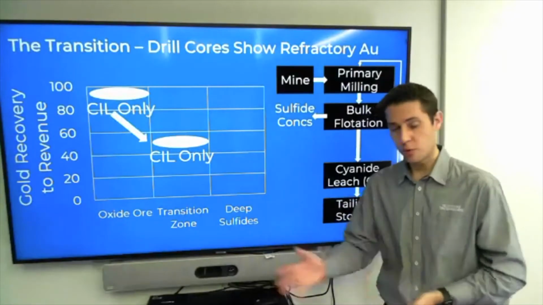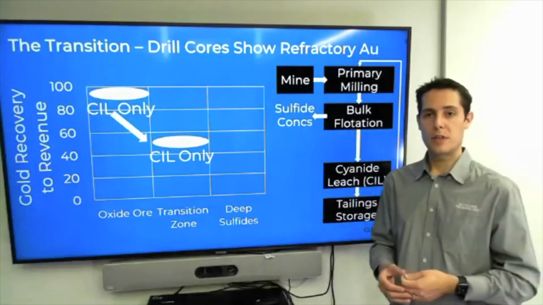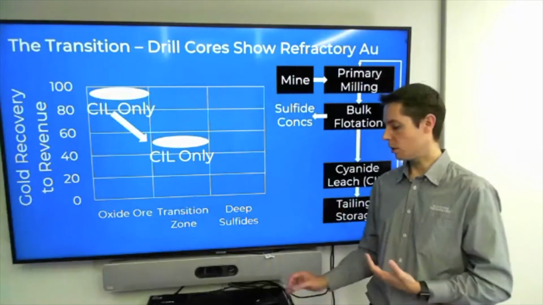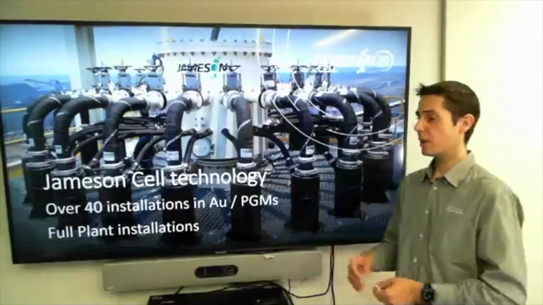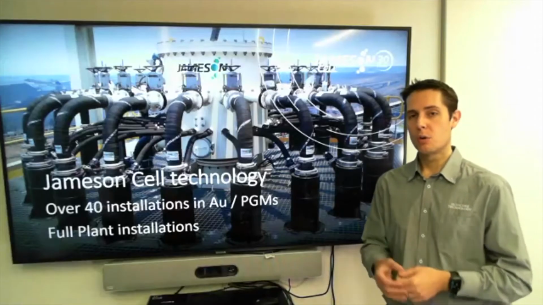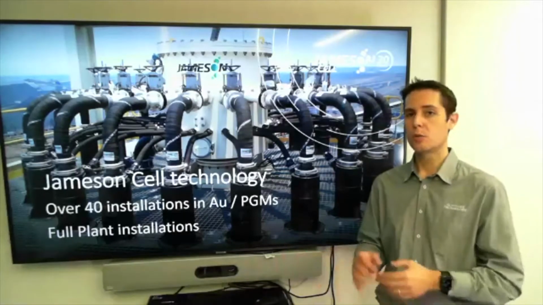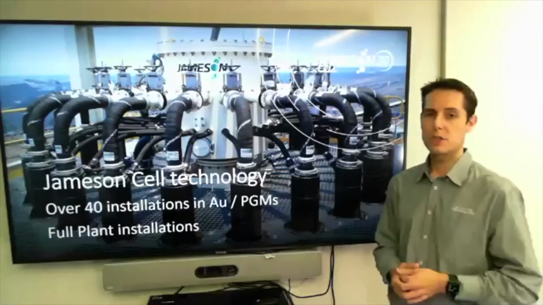What do we do in sulfides in the minerals industry? We look at floating them and therefore making a sulfide con. But before we go into the details there, I just want to cover how you would do that flotation. Now here at Glencore Technology, we've had a really good new initiative that we're very excited to talk to people about, which is the full plant Jameson Cell.